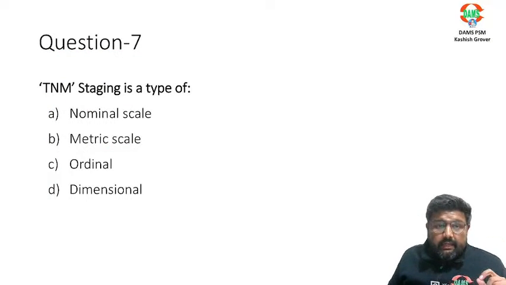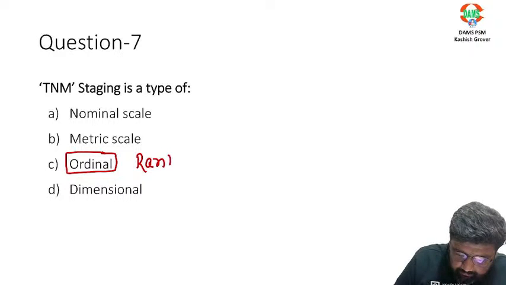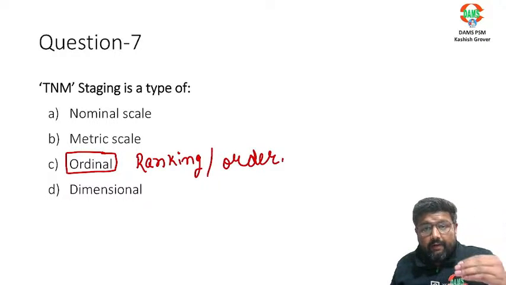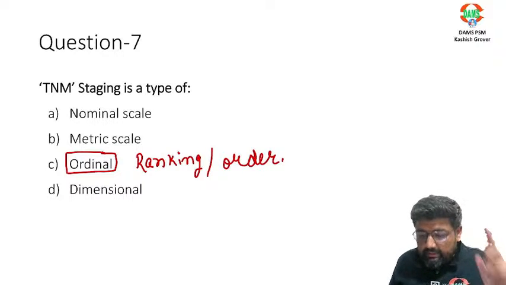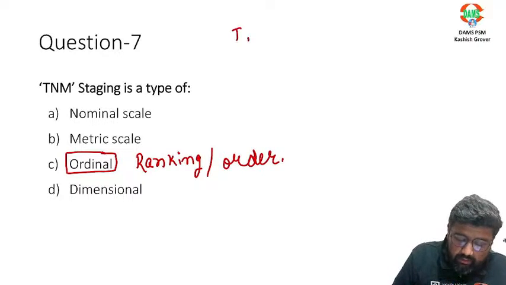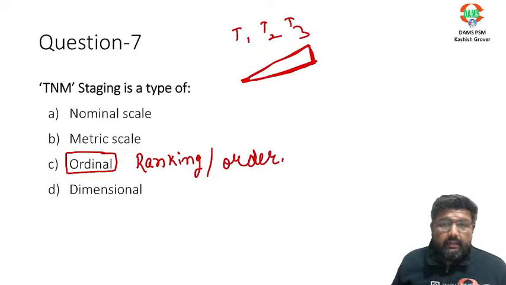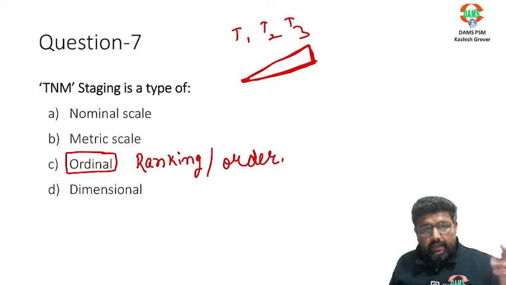Okay, TNM staging. Whenever we have some kind of ranking, some kind of order, it is ordinal. So like T1, T2, T3, the patient's severity is increasing. T3 severe, T4 more severe. This kind is ordinal.